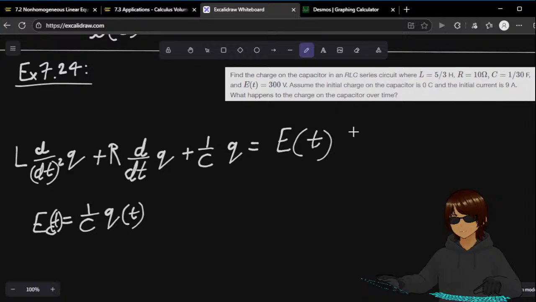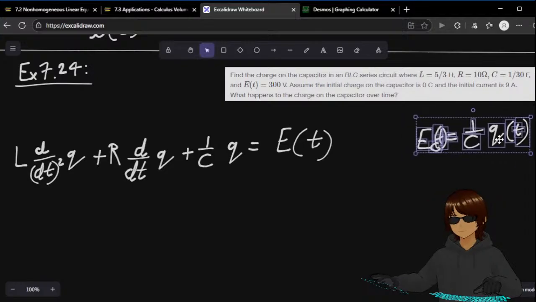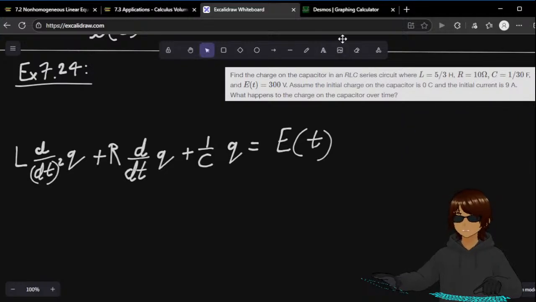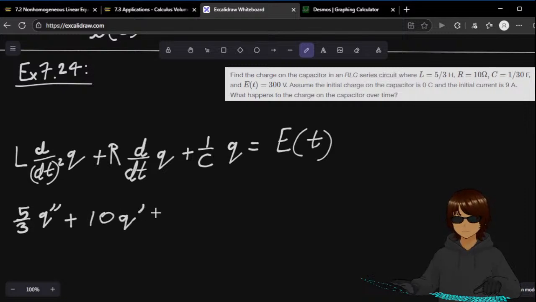They plugged in the equation. Hold on, let me just plug in the numbers myself. And we don't need that. So L is 5 over 3. R is 10. C is 1 over 30. I should just write 30 here. And then this is 300.